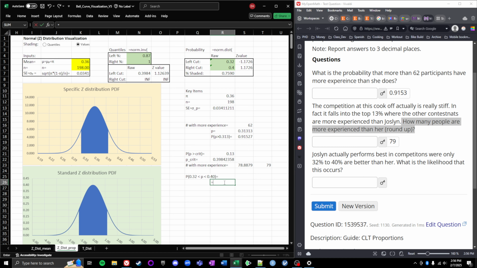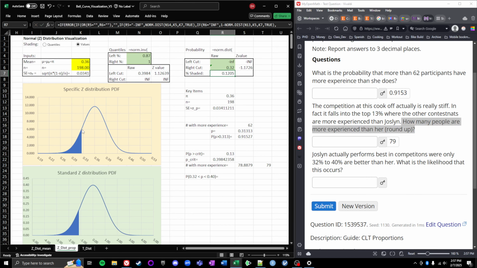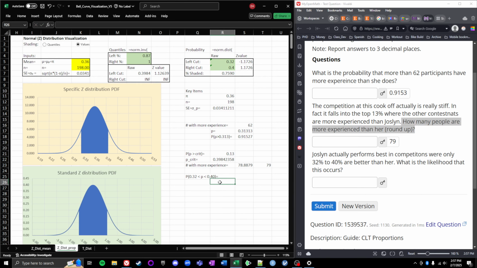So what we're actually going to do is two norm.dists. Let me take this to negative infinity. The first thing I need to do is find the area to the left of the big value. Then I'm going to find the area to the left of the smaller value. And when I subtract those two from each other, I'm going to be left with the area between those two points. So let's go ahead and figure out how to do that.